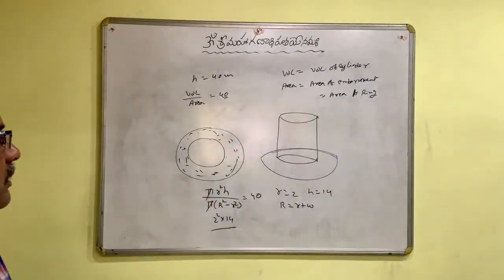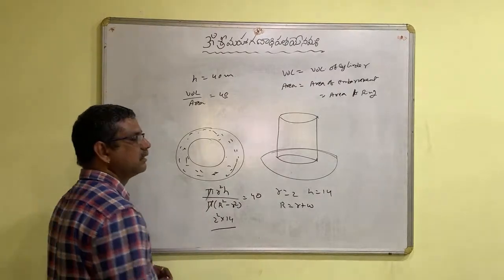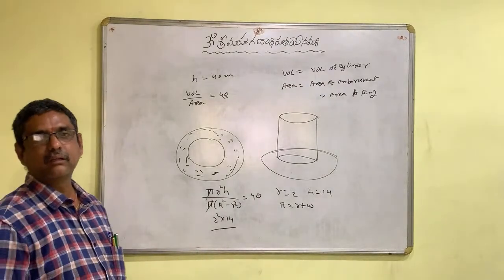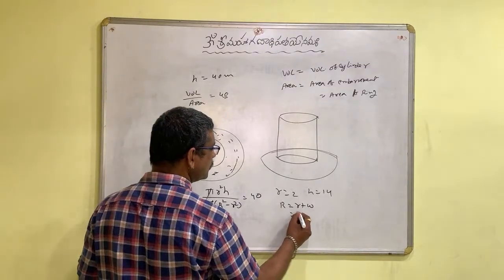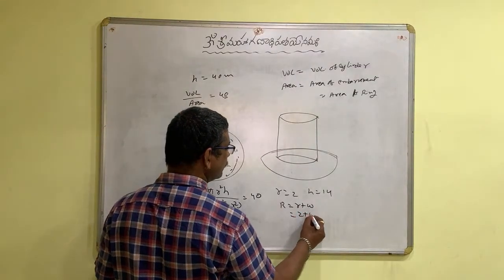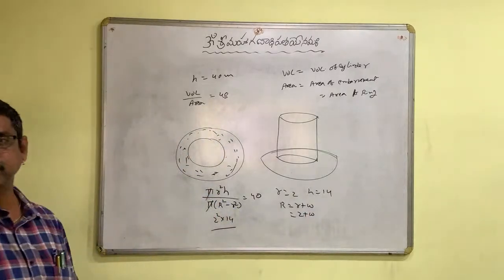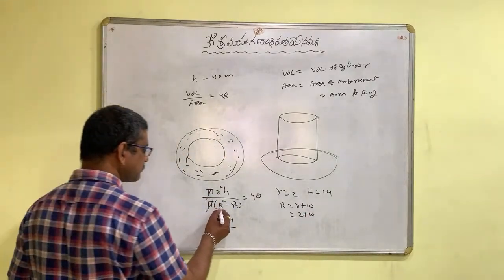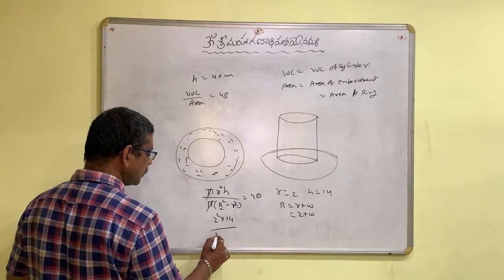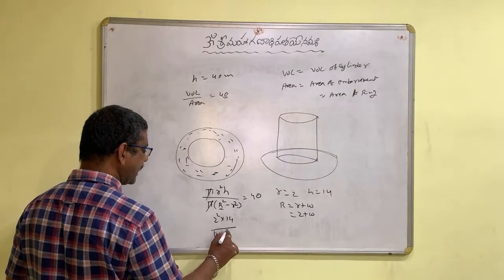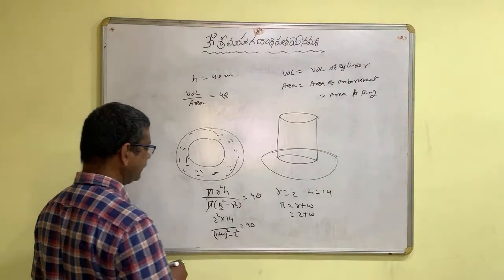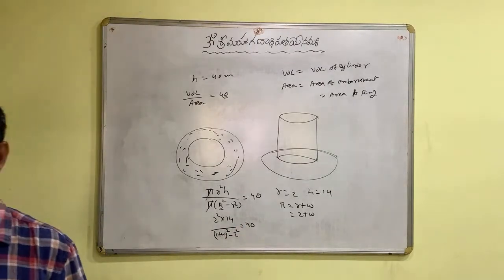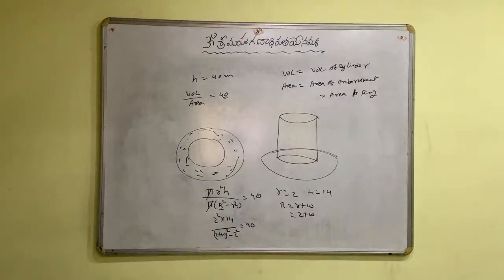Capital R is small r plus width. Small r is nothing but radius of the base of the well. So that means capital R is 2 plus W. So capital R square is 2 plus W whole square minus 2 square is equal to 40. Children, simplify and tell me W value.